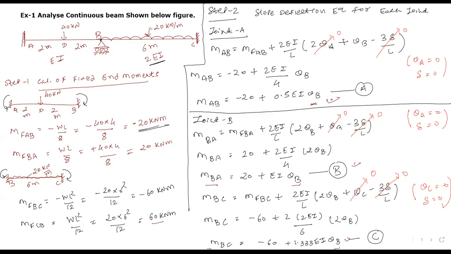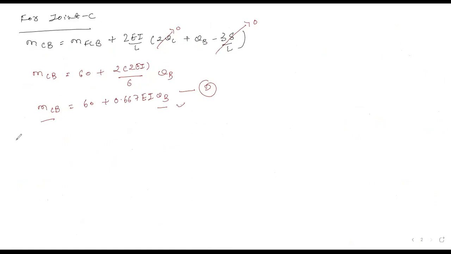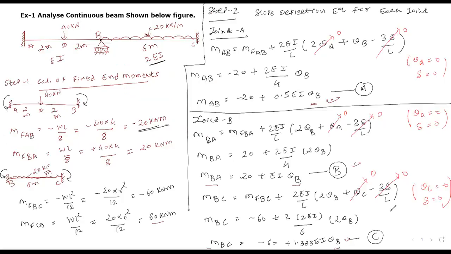So step number 4 is apply equilibrium condition. Okay, let me teach you how to apply it. Step number 4, apply equilibrium conditions. Okay, so now from the beam we can say that to make your structure stable, can we say that for joint B, MBA and MBC must be equal and opposite? Yes or no?